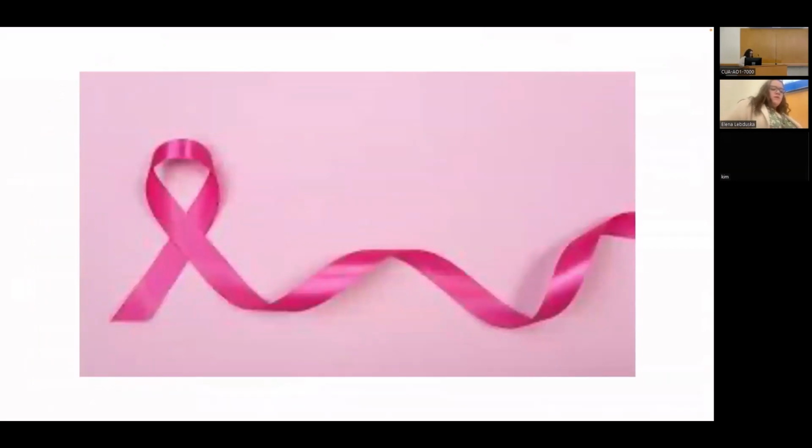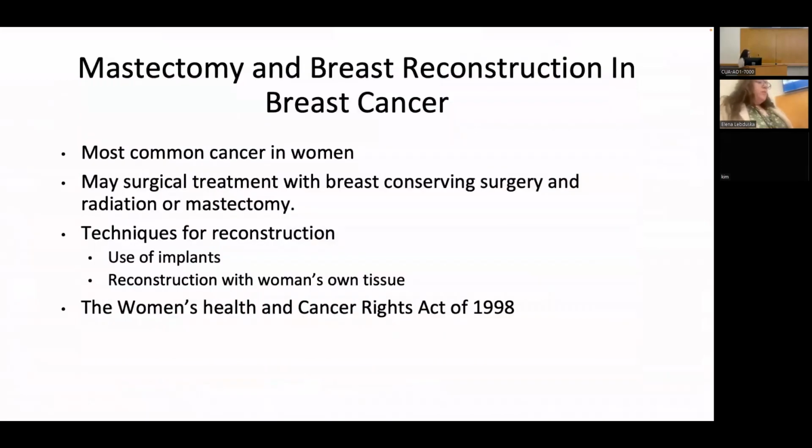So moving on to breast cancer mastectomy and reconstruction. The Women's Health and Cancer Rights Act of 1998 actually provided protection for women who elect to have breast reconstruction after their mastectomy. The act requires that payers provide coverage for all stages of reconstruction for the side at which the mastectomy was performed and surgical procedures to produce symmetry in the unaffected breast.